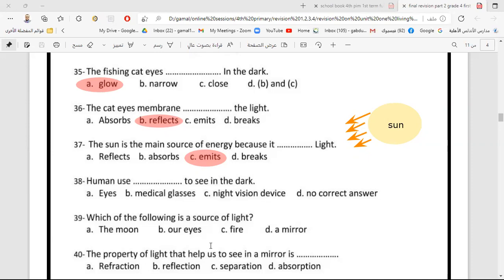Humans use night vision devices to see in the dark. Humans use what to see in the dark? Night vision device. You are excellent, Mohamed. Night vision device, yes, it is correct.